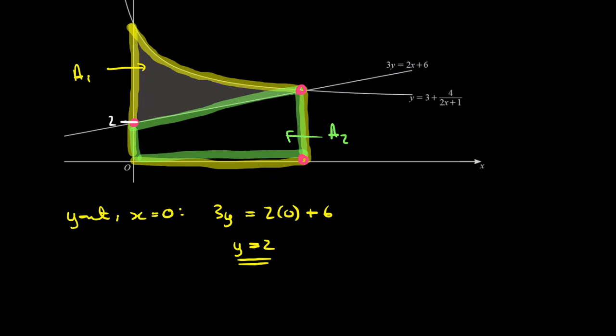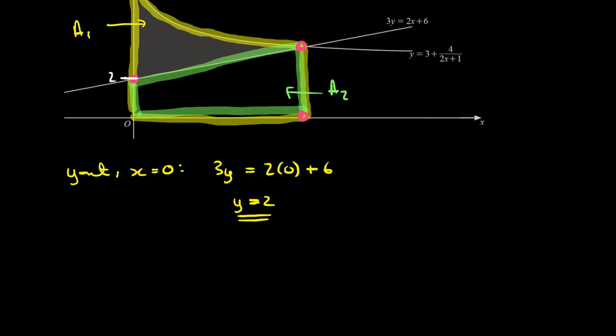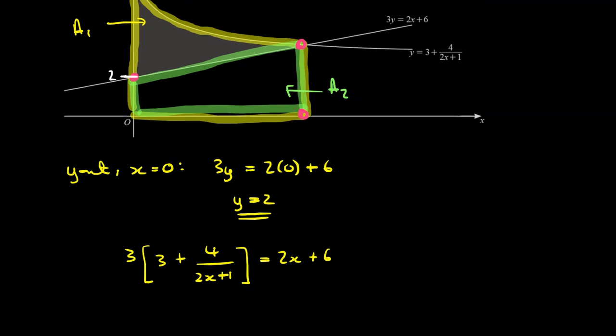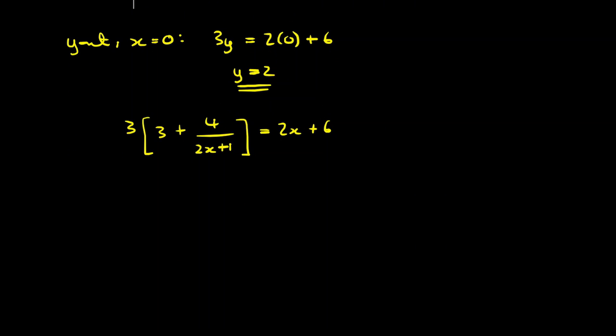Well then, let's try to find this point of intersection. How are we going to find a point of intersection? We've got to do some simultaneous equations. I think I will substitute this equation here into this equation here. So I'm going to have 3 times 3 plus 4 upon 2x plus 1 is equal to 2x plus 6. I'm going to expand this and get 9 plus 12 upon 2x plus 1 is equal to 2x plus 6.